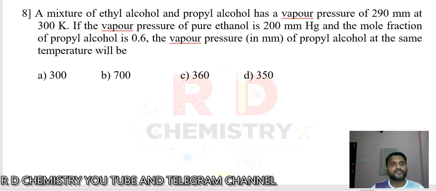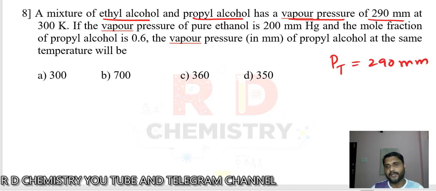Next question: a mixture of methyl alcohol and propyl alcohol has a vapor pressure of 290 mm. Okay, that's a mixture, so the total pressure of the mixture is equal to 290 mm of mercury. The vapor pressure of pure ethanol, P naught of the ethanol, is given as 200.